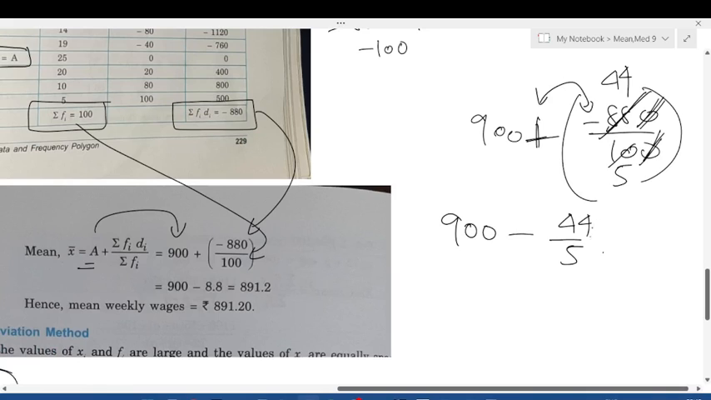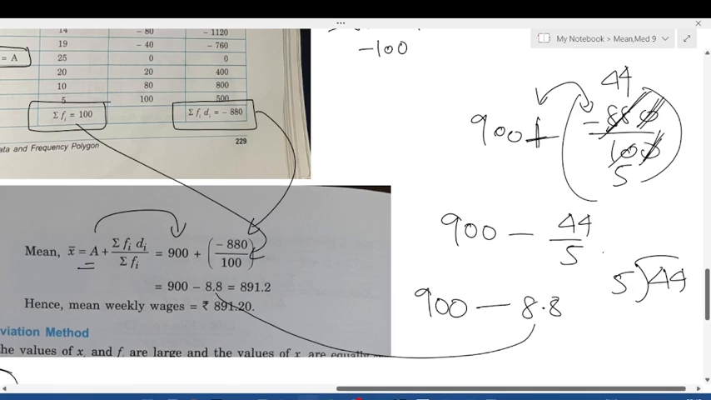Don't take LCM. Never take LCM. Calculation will become lengthy. Keep 900 as it is. Divide 44 and 5. When you divide, you get 8.8. 900 minus 8.8. Don't take LCM here. If you take LCM, it is a very lengthy calculation. 900 minus 8.8 is 891. Your answer is 891.